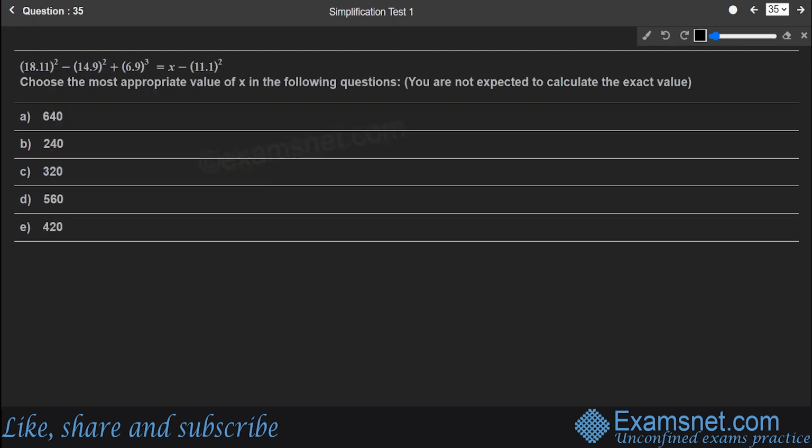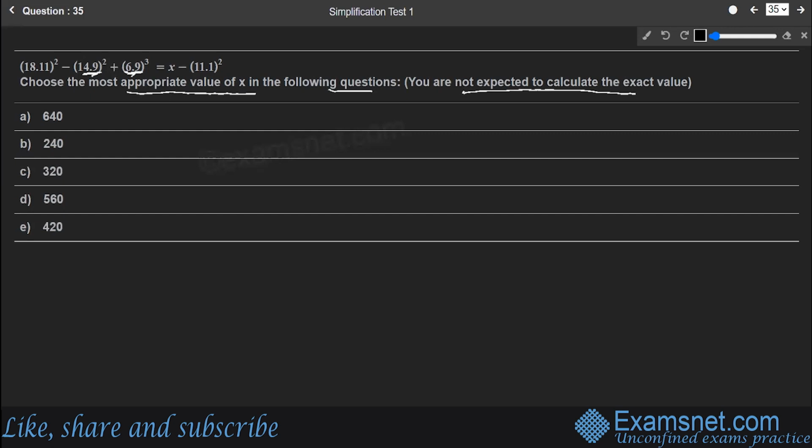Okay, let us go for the next one, 35. 18.11 whole square minus 14.9 whole square plus 6.9 whole cube is equal to x minus 11.1 square. He's saying choose the most appropriate value of x in the following. You are not expected to calculate the exact value.